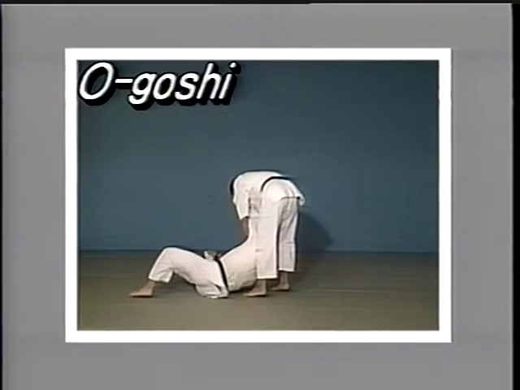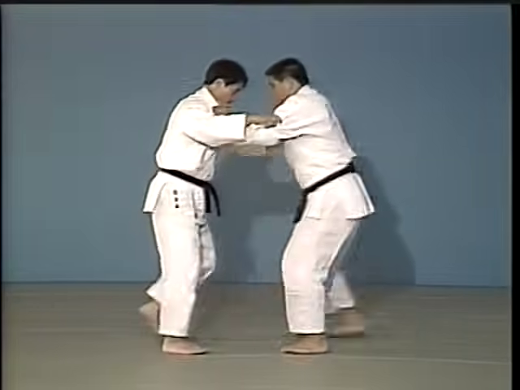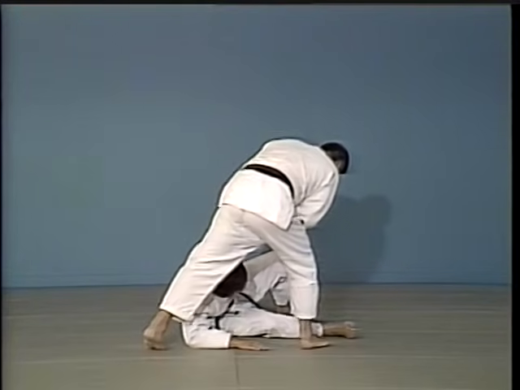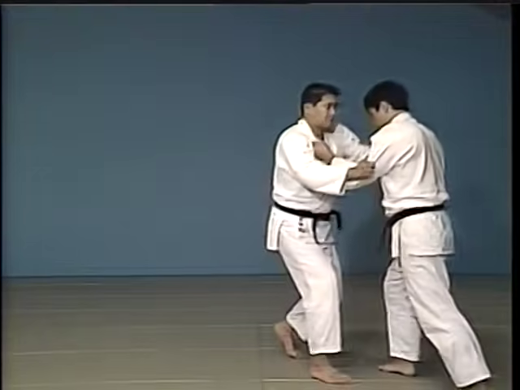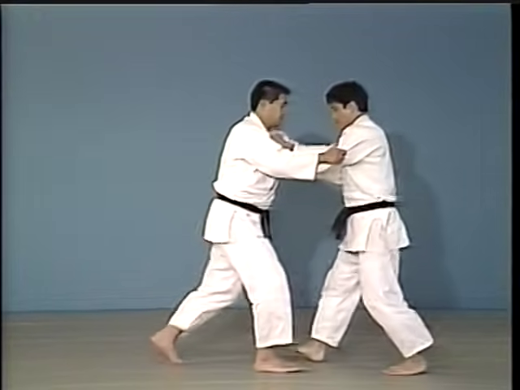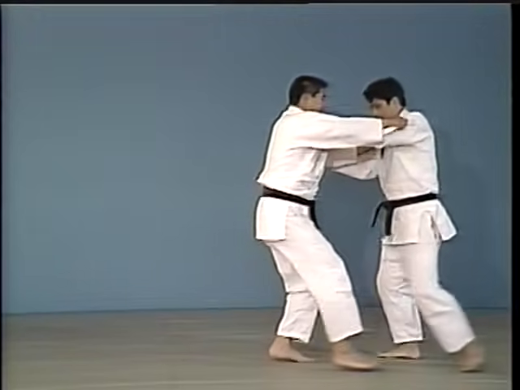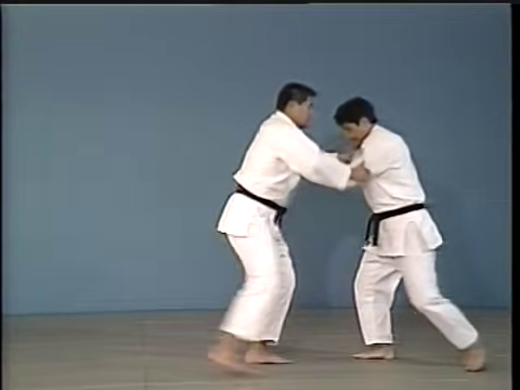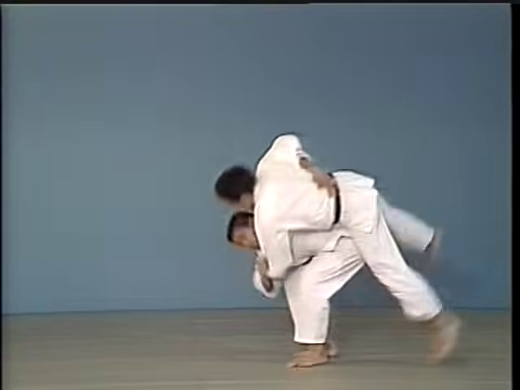Ogoshi. In Ogoshi, you pull your opponent forward with your arm around his waist, then throw on your waist. Move in with your hip low. Make your throw only after your opponent's hip is sufficiently close.